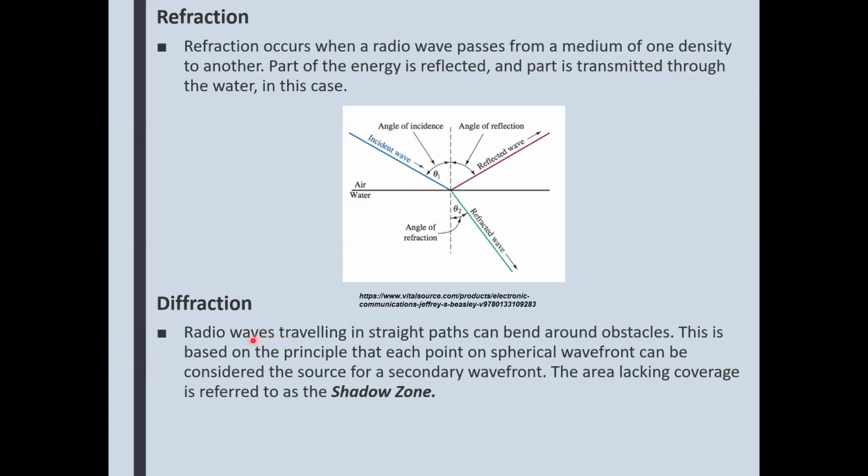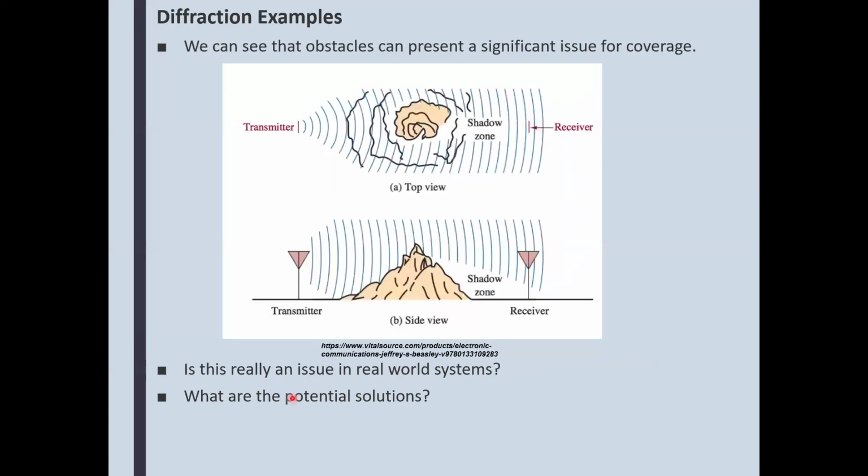So let's take a look at this thing again. Radio waves traveling in straight paths can bend around obstacles. This is based on the principle that each point on a spherical wavefront can be considered as a source of a secondary wavefront. The area lacking coverage is referred to as a shadow zone. We'll get to that in a second here.